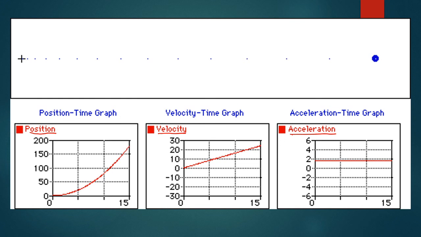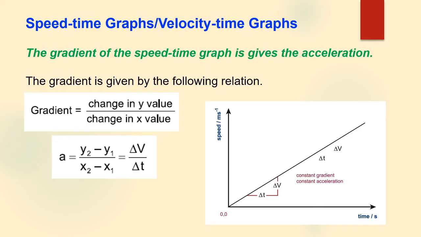So there are different techniques, different ways to take the gradient to differentiate between distance, speed, or velocity, and acceleration time graph. The gradient of speed time graph gives the acceleration. So in distance time graph, the gradient of a distance time graph gives the speed. But in this case, the gradient of the speed time graph is going to give the acceleration. Acceleration can be calculated by using these relationships.